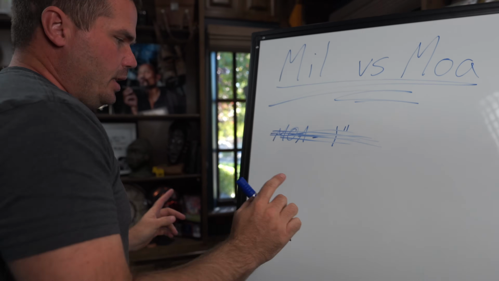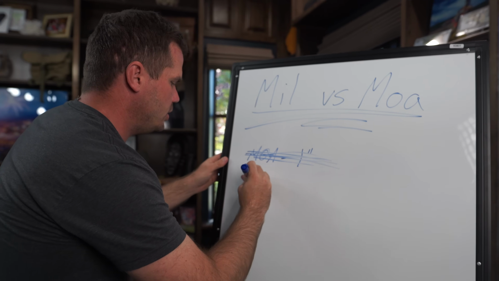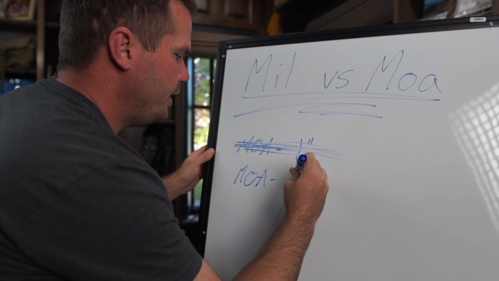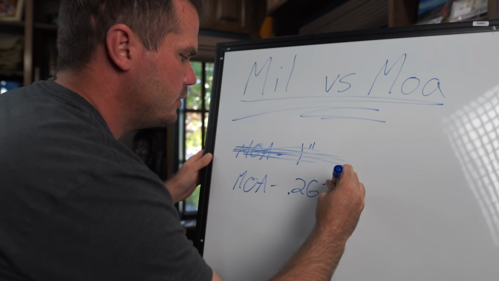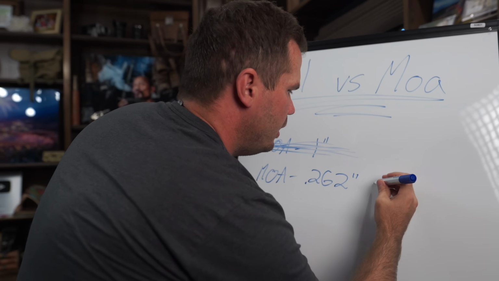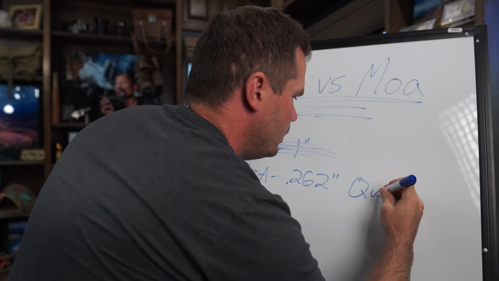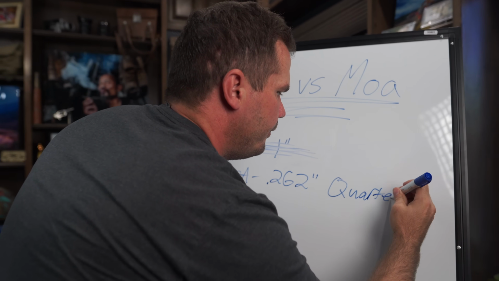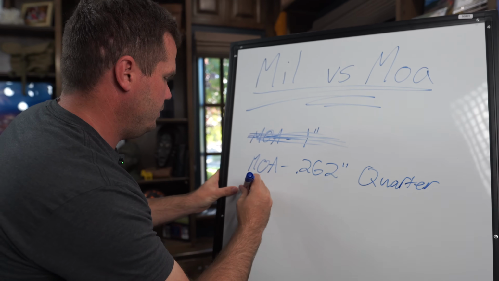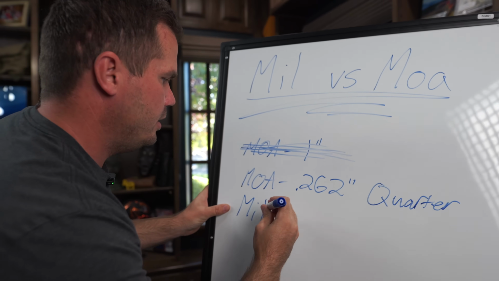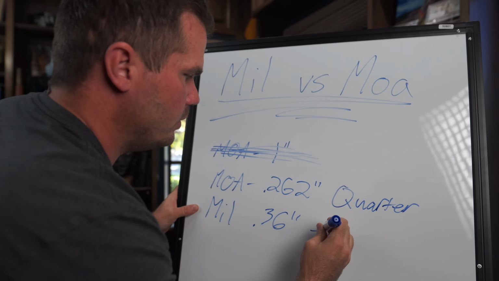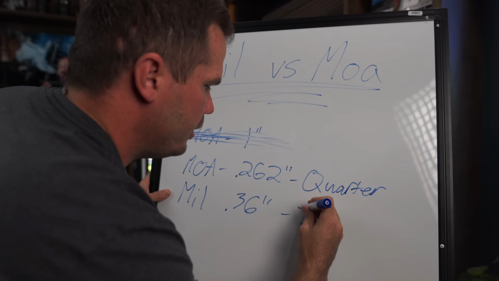Well, each click on an MOA scope is going to be 0.262 inches, roughly. So roughly 1/4 of an inch. In the mil system, it's really easy to figure out too. It's going to be 0.36, which equals 1/3.